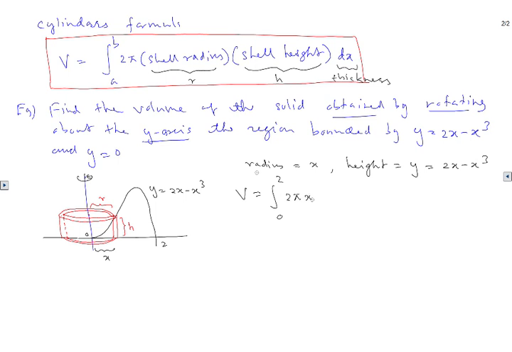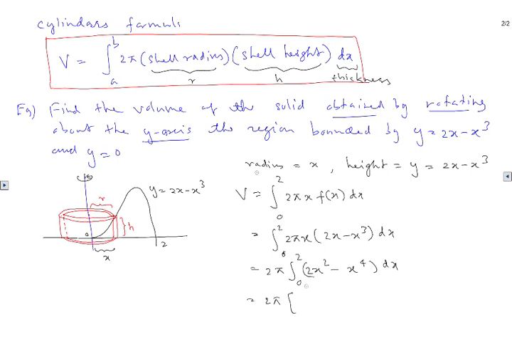The radius is x, f(x) dx. So we're gonna plug them in here. So 0 to 2, 2 pi x, f(x) is 2x minus x cube, dx. This is a very easy integral. You can take 2 pi out, and then we can multiply through. So you get 2x squared minus x to the 4th dx. It's a very easy integral. So the integral is 2 pi.